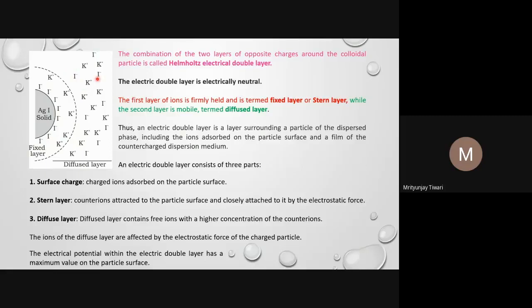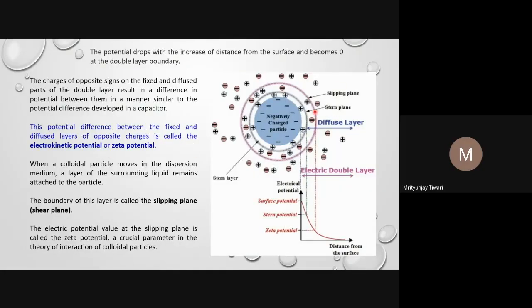Later, the diffused layer is also formed. The diffused layer is slightly bigger, so the net charge at the end of the diffused layer is zero. So the potential at the end of the diffused layer becomes zero. However, the potential at the surface of the colloidal particle is maximum. This refers to the magnitude of the potential, which may be positive or negative.